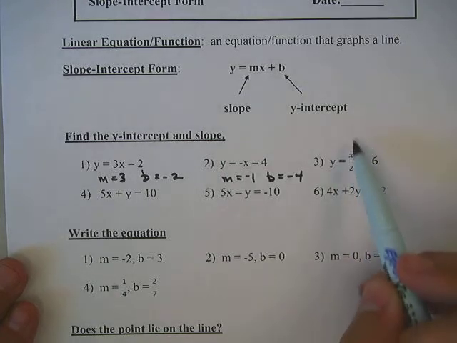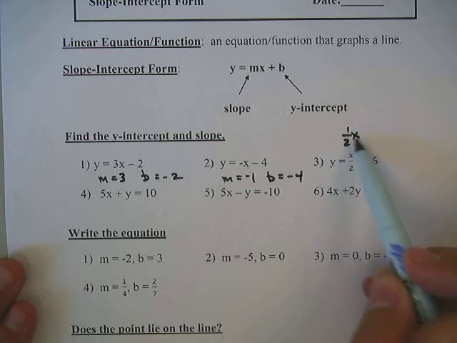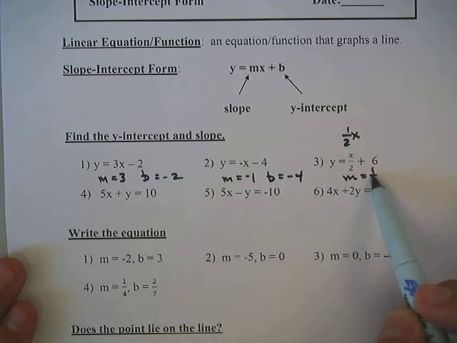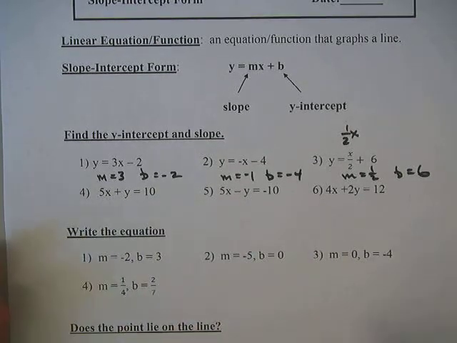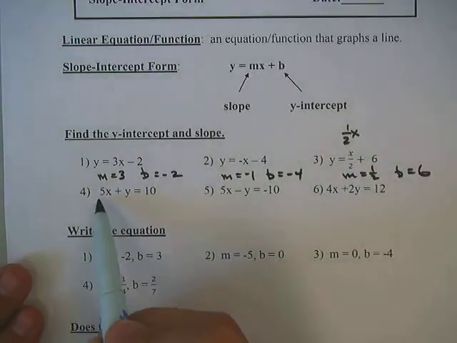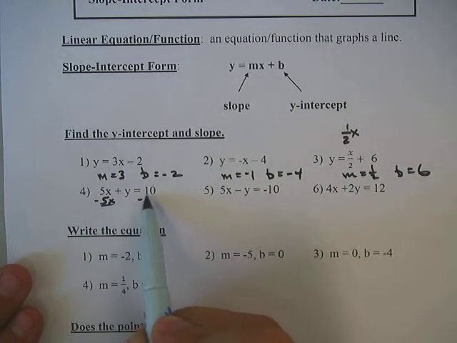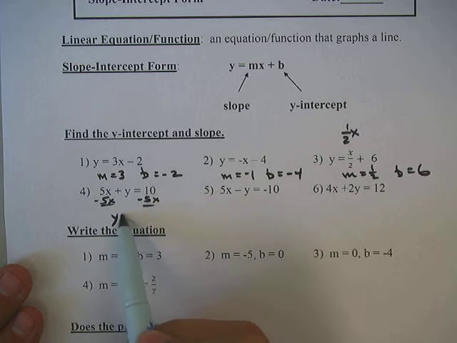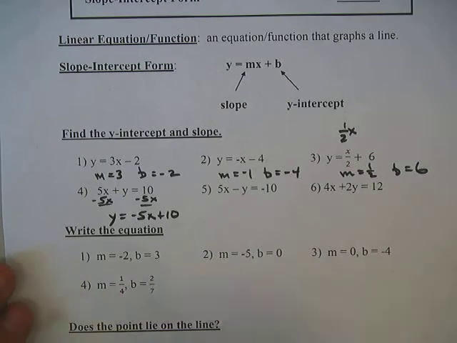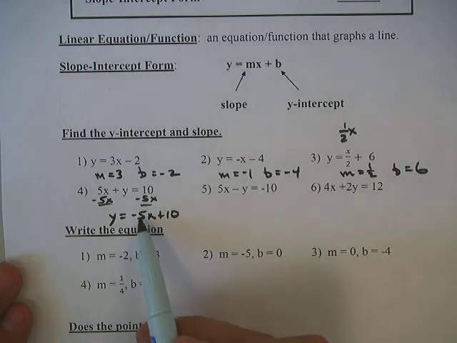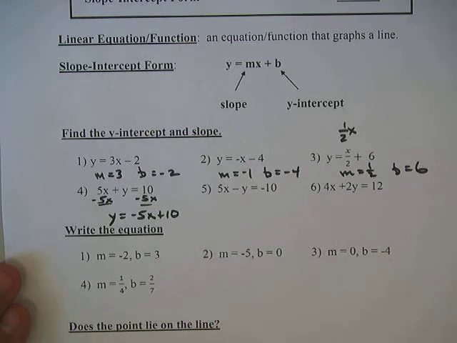This one right here, it says x over 2. Now be aware that's the same thing as 1/2 x, so my slope is a half, and my y-intercept this time is 6. Now these next couple are a little tricky because they're not written in slope-intercept form, so you have to put them in slope-intercept form. What you would have to do first on this one is subtract 5x, and you get y equals negative 5x plus 10. So my slope in this case would be negative 5, and my y-intercept would be 10.